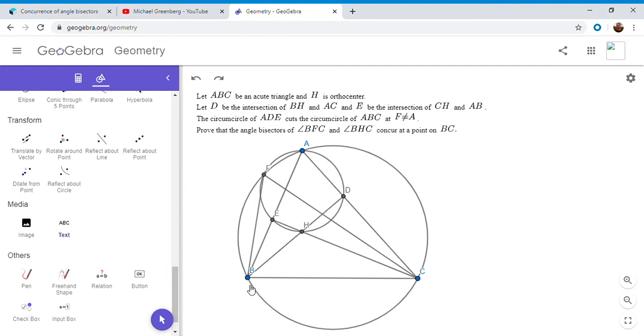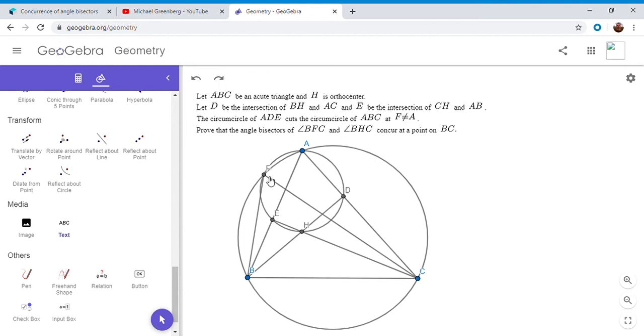And if you notice, triangle BHE and triangle CHD are similar. So BH over HC is actually BE over CD. So really we want to show that FB over FC is EB over DC. And that leads us to think, maybe we want to show that triangle FEB is similar to triangle FDC. And so that's the approach I'm going to take here.